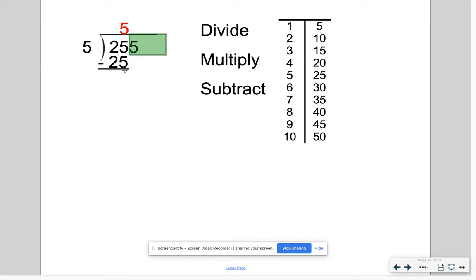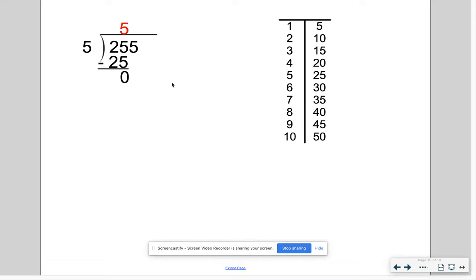Right, so I'm going to subtract 25 from 25, which is going to give me 0, and then we're going to see what we have left. So now 25 from 25 is 0. So what do I do now? Well, I don't need this green box anymore. I'm going to be dealing now with what's left over. This last 5 is what I'm dealing with.